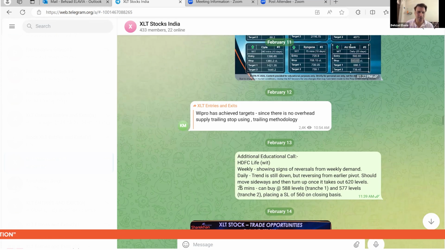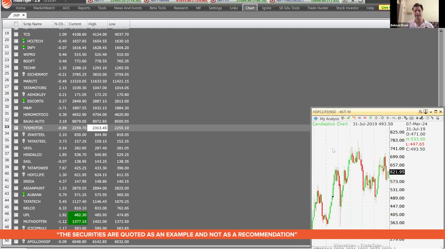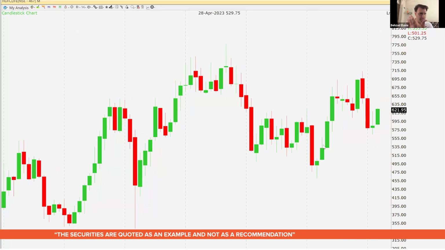Okay, so you can buy on 75 minutes tranche number 1 at 588 levels, and you can, or नीचे जाता है, then you can buy at 577 levels tranche 2, placing a stop loss of 560 on closing basis. Okay, so let me explain you this particular stock. Beautiful setup. आप इसे दोनों तरफ में ले सकते हैं, MIT के पर्सपेक्टिव से भी ले सकते हो, WIT के पर्सपेक्टिव से भी ले सकते हो. Let me start first with the broader time frame.